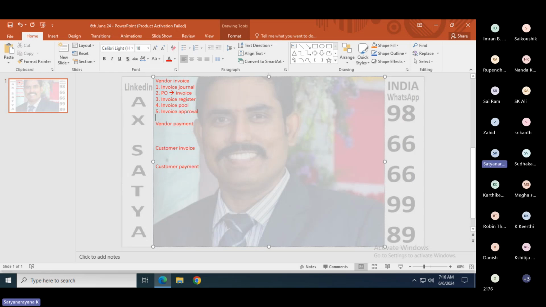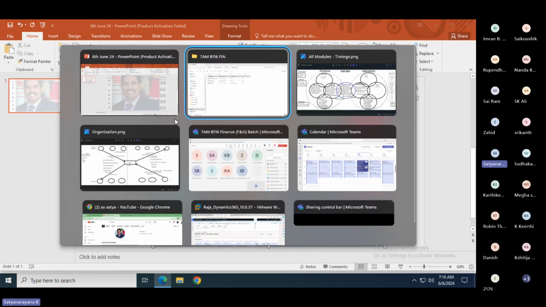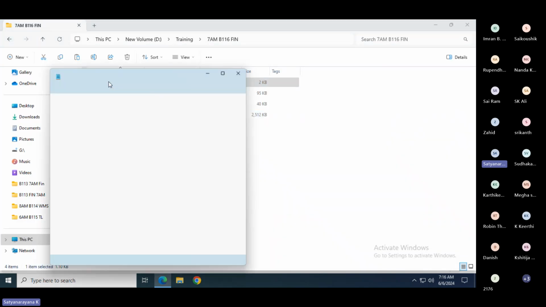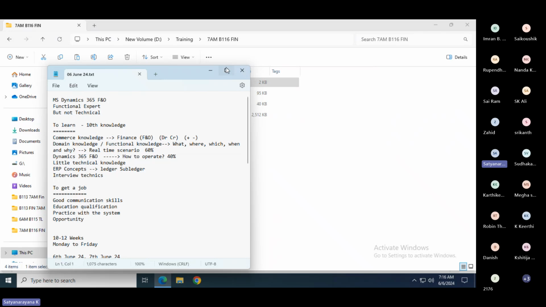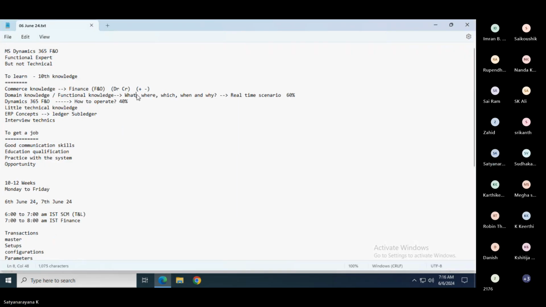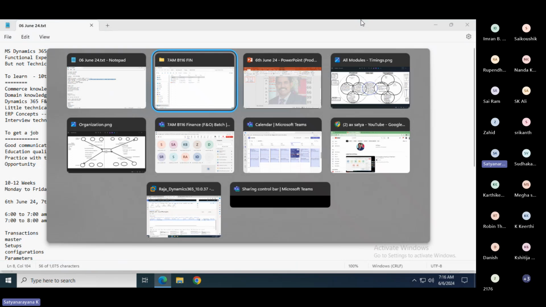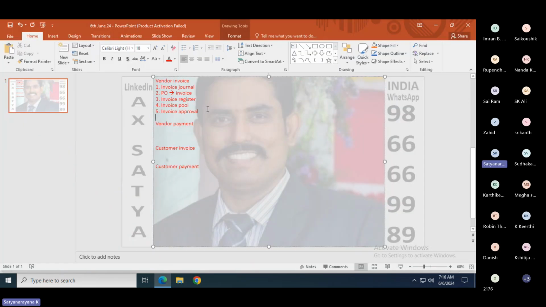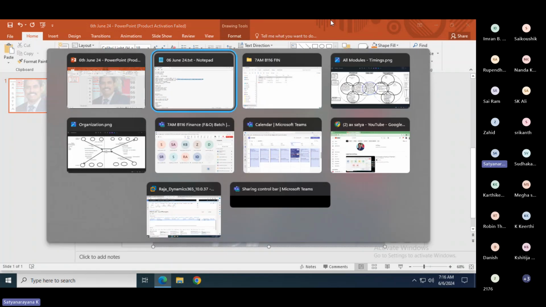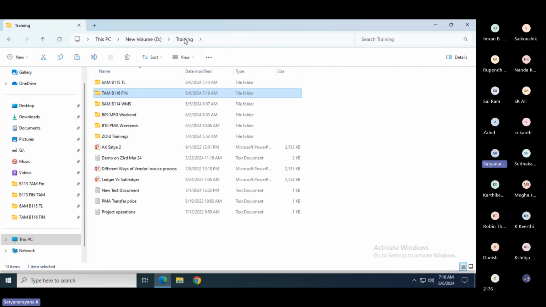So why are so many options given? We need to understand that, because these are real-time scenarios. As I told you, why, what, where, when. That is a real-time scenario. So I have given you 5 different ways. Some more 5 options are also there. So a vendor invoice can be done in 10 different ways.